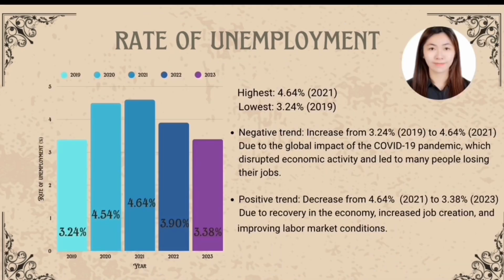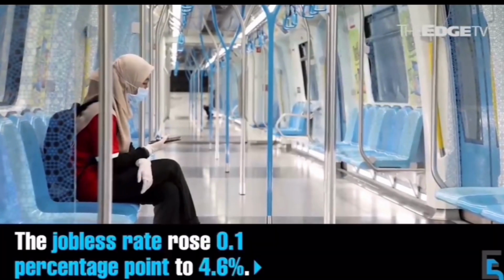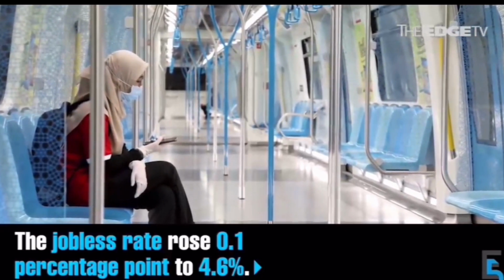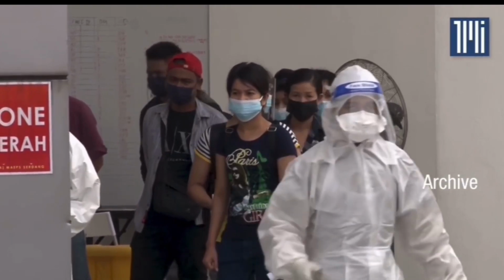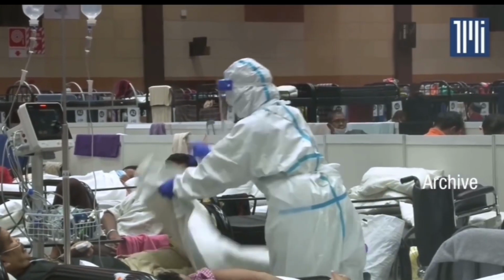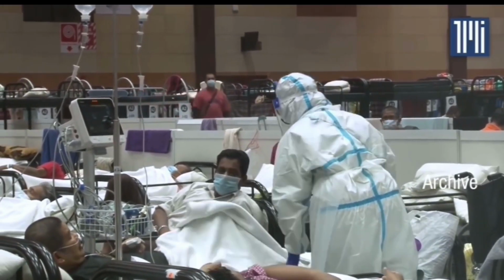I'm going to present the analysis of the rate of unemployment. From the graph, we know that the highest rate of unemployment is 4.64% in 2021, and the lowest rate of unemployment is 3.24% in 2019. The graph shows a negative trend from 2019 to 2021, where the rate of unemployment increased from 3.24% to 4.64%. It is due to the global impact of the COVID-19 pandemic, which disrupted economic activity and caused many people to lose their jobs.